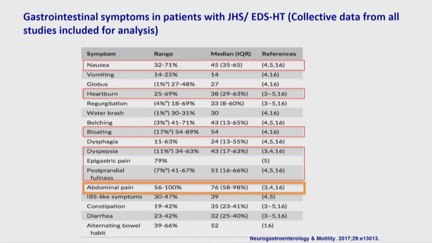And abdominal pain is the most common symptom. Anywhere between 50 to 100% of patients complain of abdominal pain in the series that present to us in our clinics. And amongst the bowel problems, alternating bowel habit appears to be the most common. So people may have constipation for a period of time, and then they may get diarrhea, and then the constipation will start again, and this pattern seems to continue.